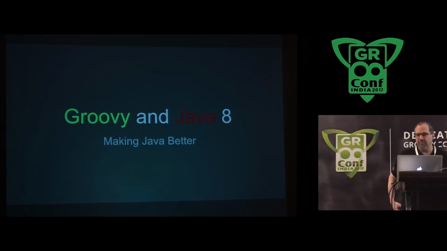Okay, so this talk is on Groovy and Java 8. What I want to do is show you some things that are part of Java 8: your lambdas, streams, method references, and I'd even like to show a couple of examples from the java.time package, giving some samples from that.